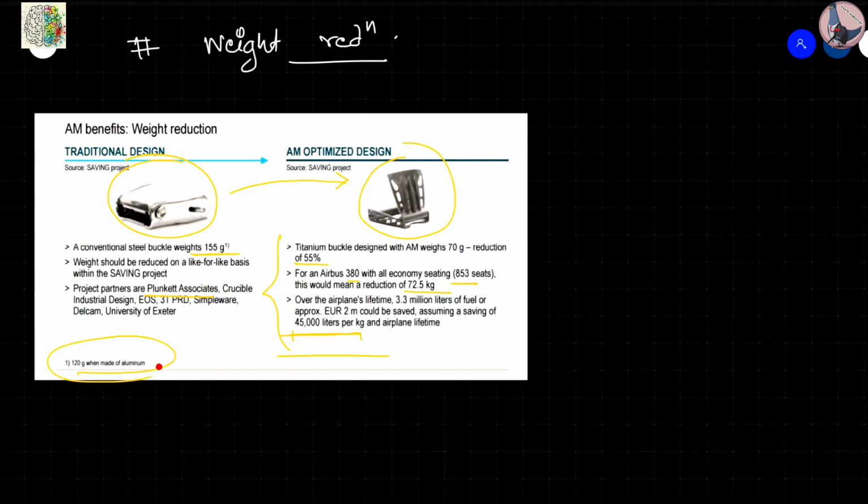Similarly, if you use aluminum instead of titanium, then this 120 grams will still have some reduction, some 35 grams. Again, you can make some calculations and see how small design modifications for reducing weight can give a lot of advantages. Then another advantage is green manufacturing.